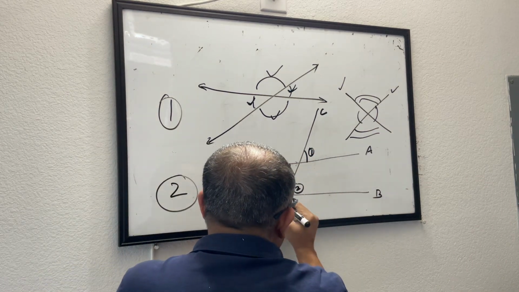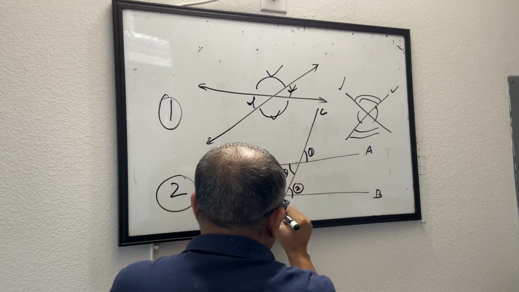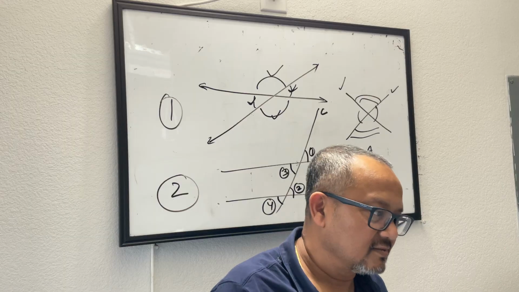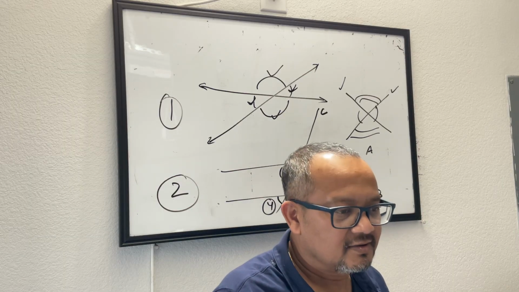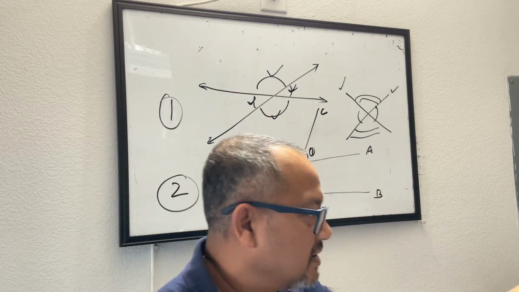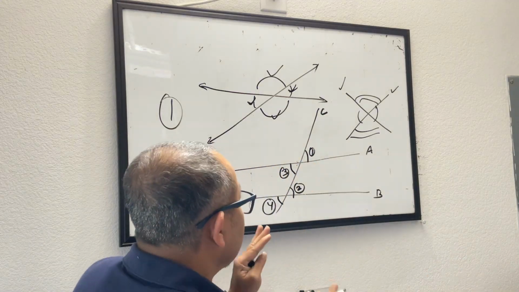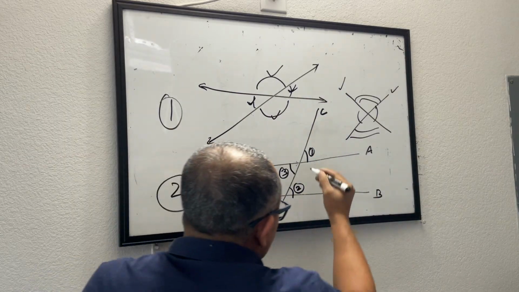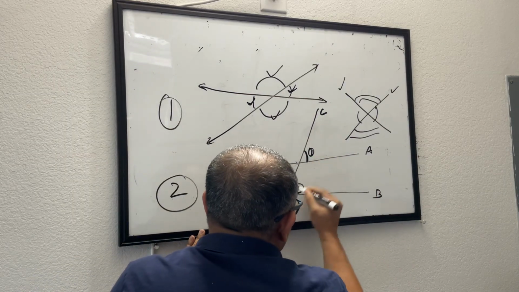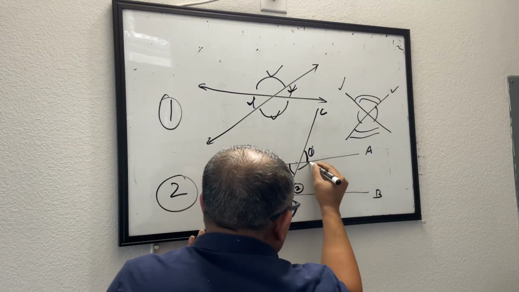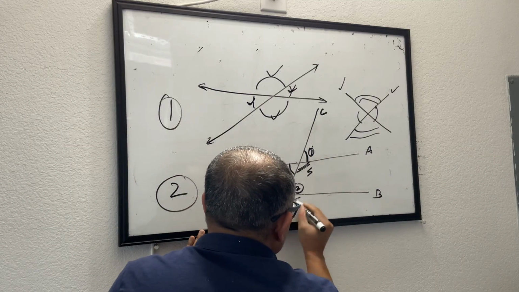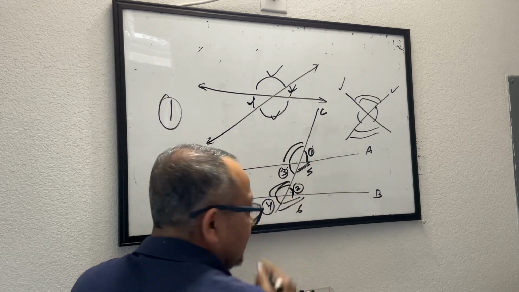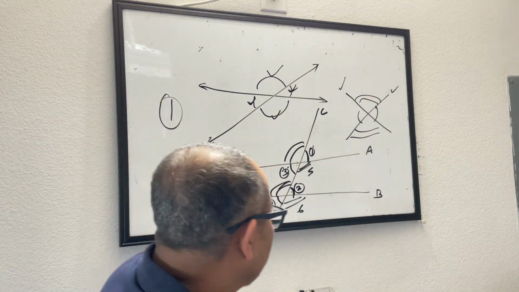How about this guy and this guy? Let's say this is 3 and this is 4. How about 3 and 4? Corresponding angles. So basically, when you have a pair of parallel lines and a third line intersects both of them, these angles are corresponding angles. Let's say this is 5 and this is 6. 5 and 6 are corresponding angles. 7 and 8 are also corresponding angles. So, why are they called corresponding angles?